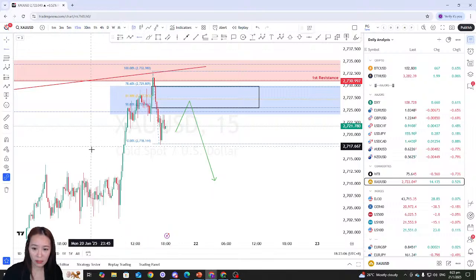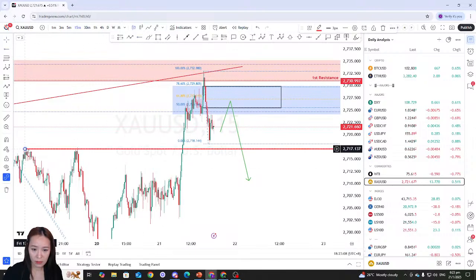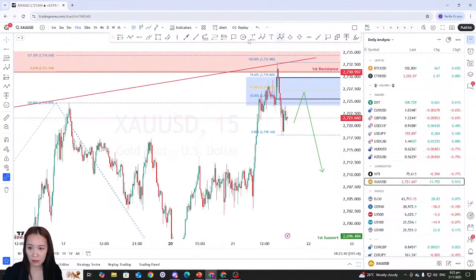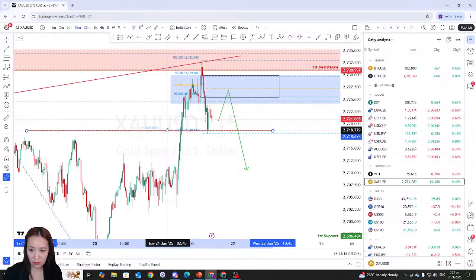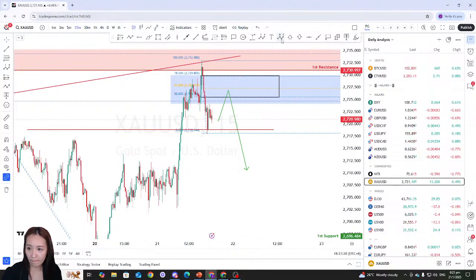Would target here at least this level for your take profit, or maybe we just put it at the recent low, which is here, for scalping, like here.